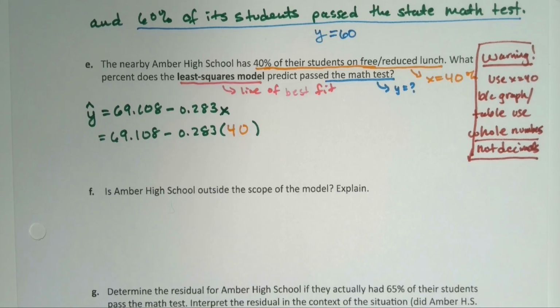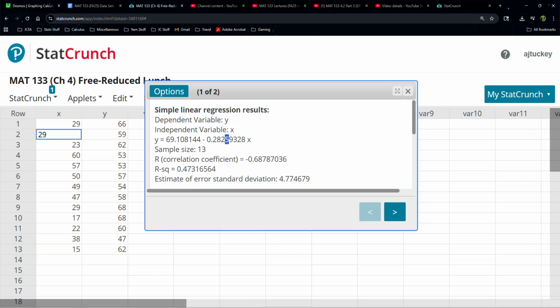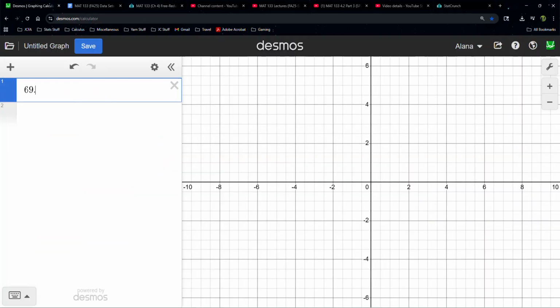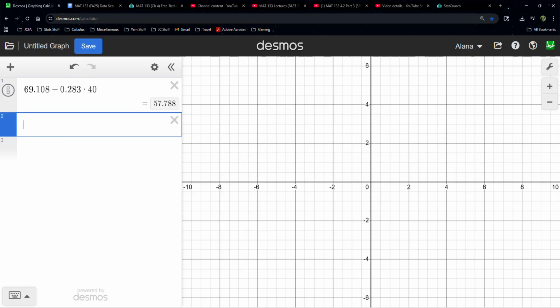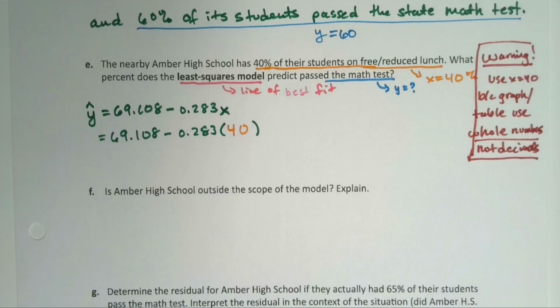Okay, so we're just going to go grab Desmos and figure that out. That's what Desmos is for. So 69.108 minus 0.283 times 40. Now you can use the times symbol or you can use the parentheses. Parentheses in this case would actually just be multiplication. It's not really a grouping symbol because there's nothing in there with the 40. So either way we go, we get 57.788.